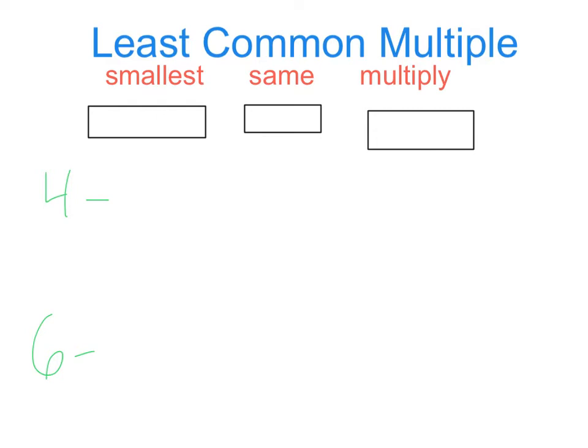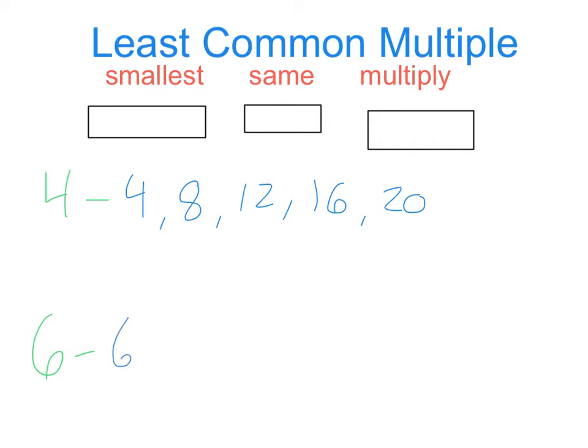So, for instance, we have the numbers 4 and 6. What we're going to do is say 4 times 1 is 4, 4 times 2 is 8, 4 times 3 is 12, 4 times 4 is 16, 4 times 5 is 20. I like to do times 5 and then I move on to the next number. So 4, 8, 12, 16, 20. Let's move on to the next one.